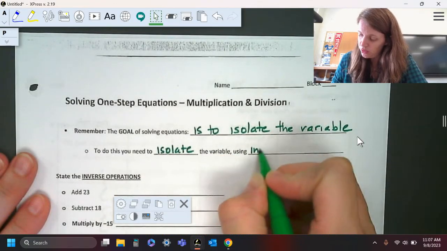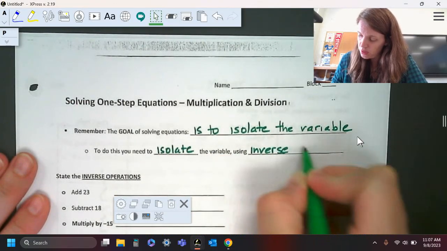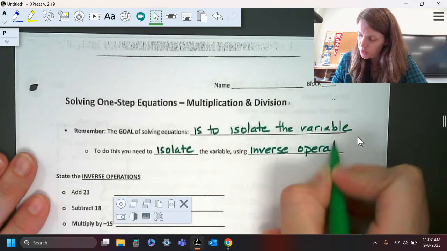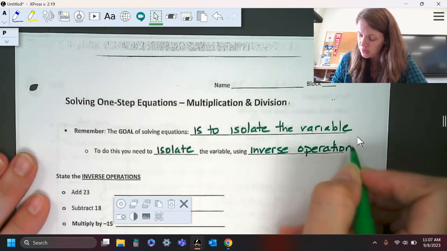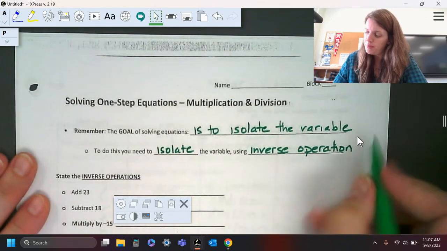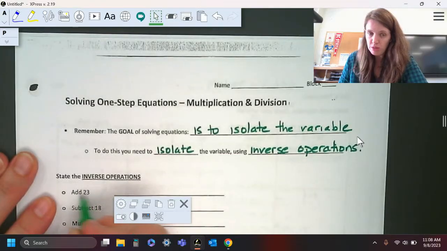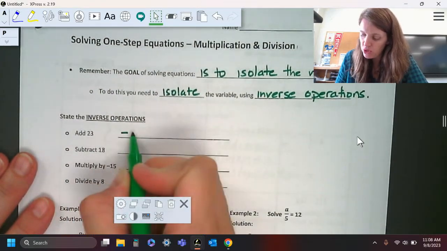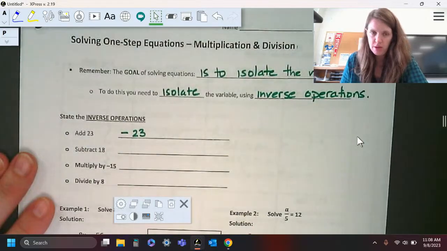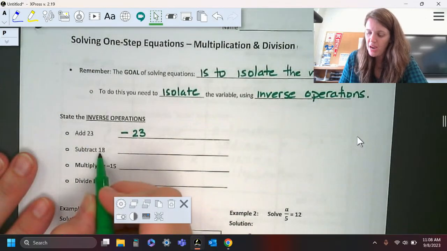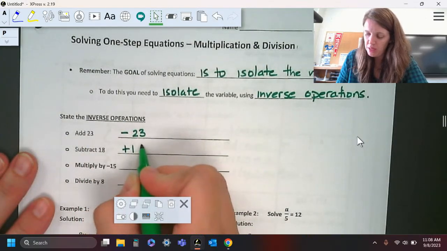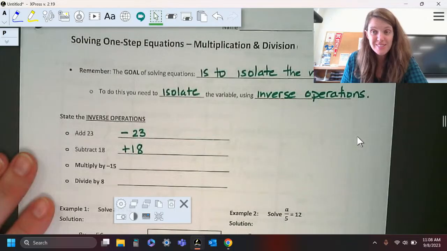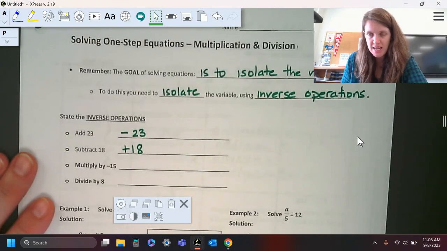using inverse operations. And again, we talked about inverse meaning opposites. So if we're looking at adding 23, the opposite of that would be subtract 23, right? If we're looking at subtract 23, the opposite of that would be add 23. If we're subtracting 18, the opposite would be add 18.